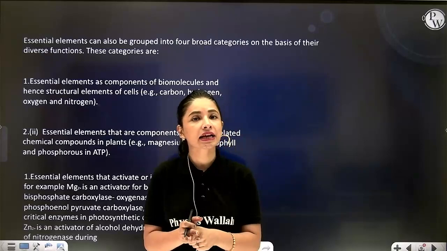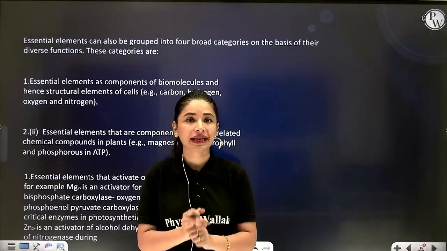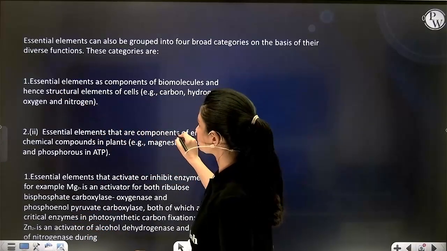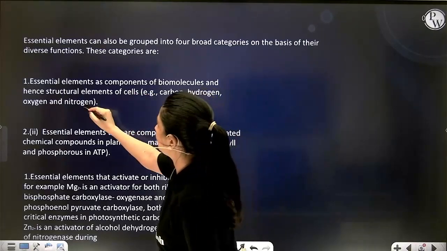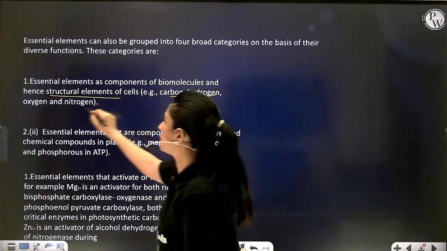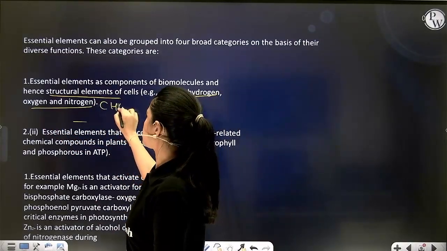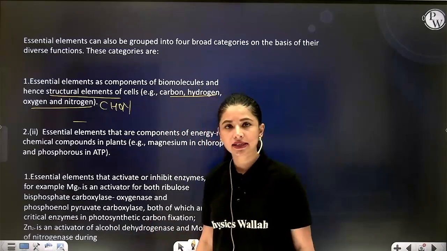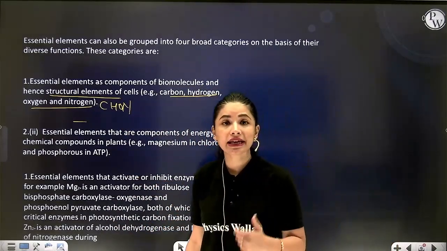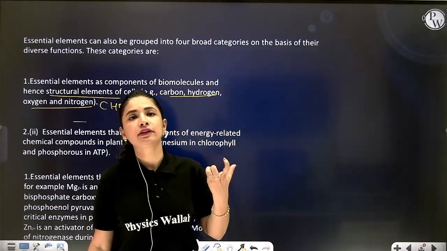So the first category of essential elements on the basis of function is structural elements. So where is number 1? Yeah, the elements which are structural in nature, the 4 ones are CHON. CHON. Correct? Second important role of essential elements is in phosphorylation, in energy related function.